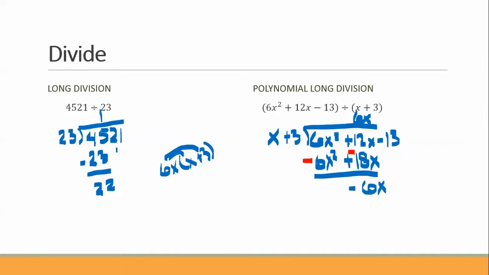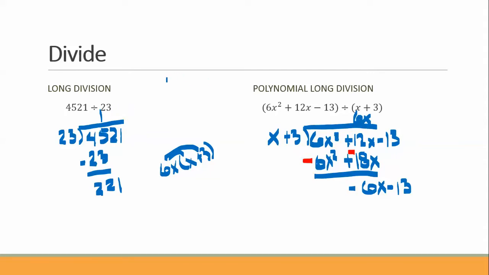And now over here, we're going to bring down our 1. So over here, we're going to bring down our minus 13. Then we say how many times does 23 go into 221? That would be 9, maybe? I'm not sure.